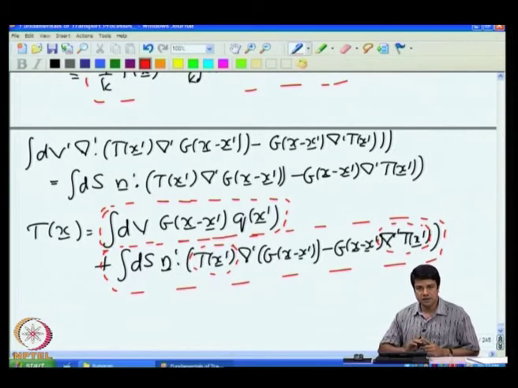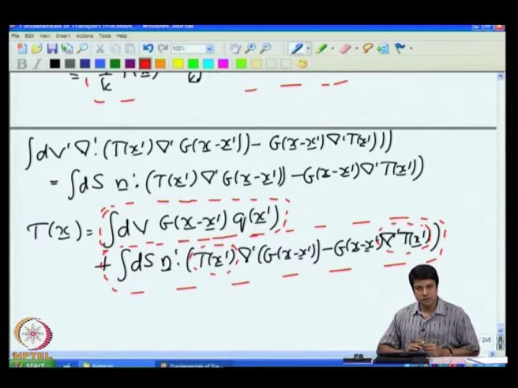Consider the special case where q of x prime is equal to 0, no sources or sinks within the domain. In that case, the first term on the right is 0, the second term is a surface integral. This surface integral can be evaluated if I know the temperature on the surface. Therefore, the temperature at every point within the volume can be evaluated exactly if I know the temperature on all of the bounding surfaces.